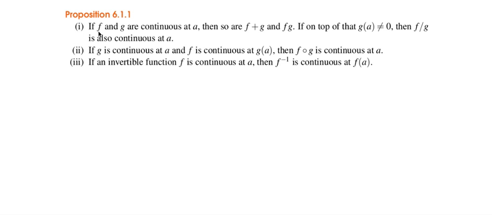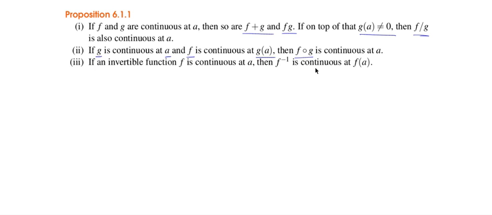Okay, so if we have two functions f and g that are continuous at some point a, then the sum and the multiplication of those functions are also continuous at that point. And if g of a is different than 0, then the division between f and g is also continuous at a. Then if g is continuous at a and f is continuous at g of a, then f composed with g is continuous at a.